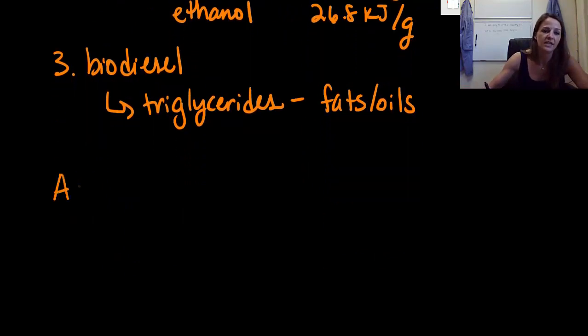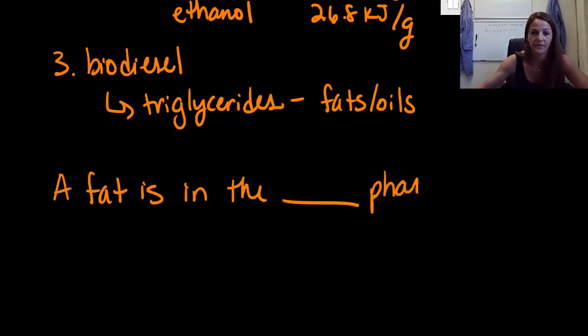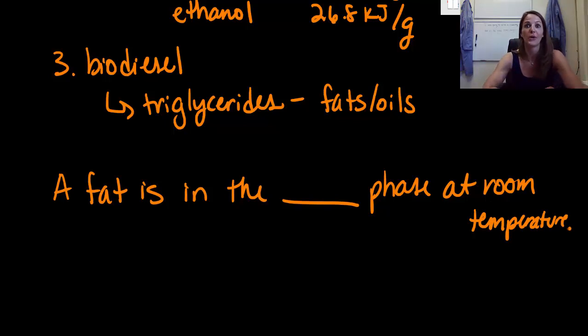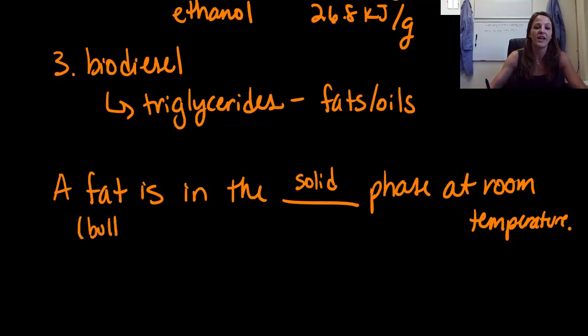A fat is in the blank phase at room temperature. I'm asking for the phase of fats at room temperature. Go. All right, did you get an answer? Hopefully you did. And a fat is definitely in the solid phase, or it is a solid at room temperature. The best example I can think of a fat is butter. Butter is definitely a solid at room temperature.